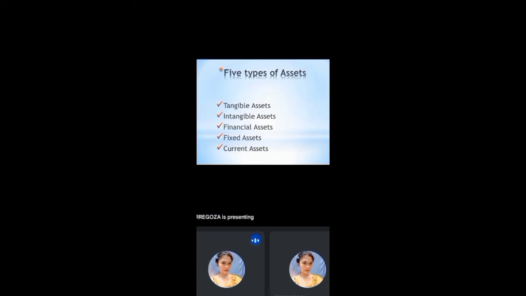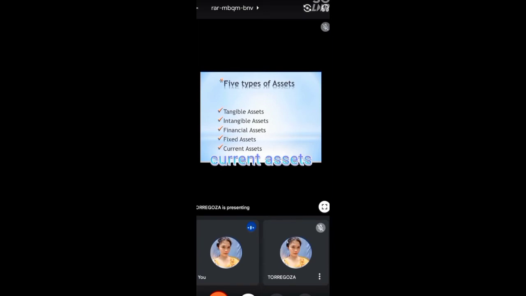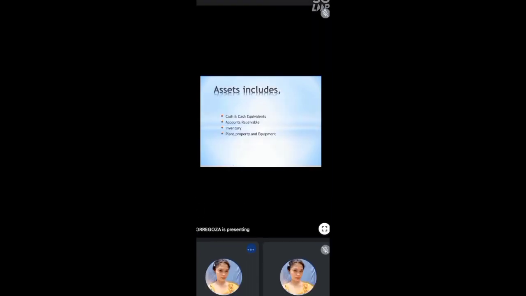Current assets. Current assets include cash and assets that are expected to be converted into cash, consumed, or expended within the next year. An asset is short term if you expect to consume it or convert it into cash within 1 year. Examples include cash and cash equivalents, accounts receivable, inventory, plant, property, and equipment.